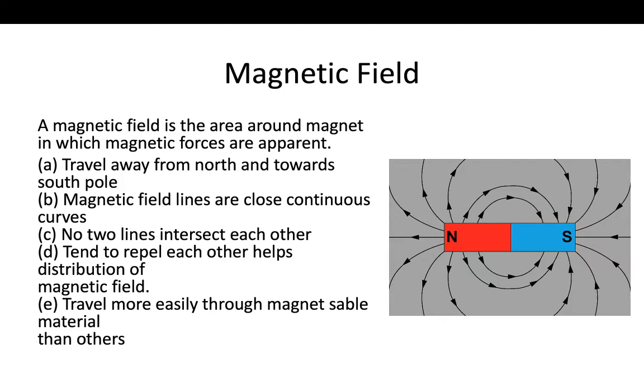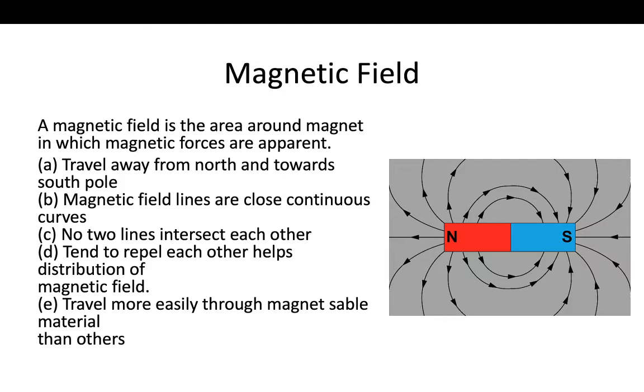What are the properties of that magnetic field? They travel away from the north and towards the south pole. What was it in the electric field? It was from positive to negative. So in magnetic fields, the fields always originate, or start, and move away from the north towards the south pole. Second, magnetic field lines are closed continuous curves.